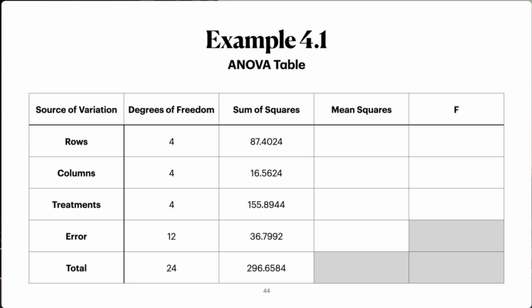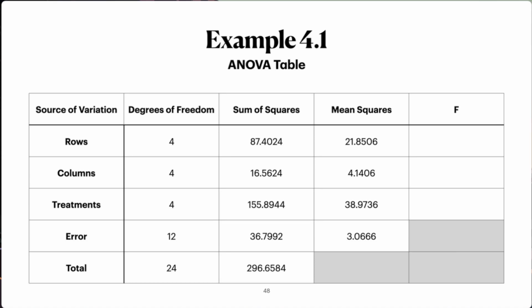Once we have those, we calculate the mean squares by dividing each of these sums of squares by the corresponding degrees of freedom. We get 21.8506 for the row mean square, MSR. We get 4.1406 for the MSC, the column mean square, 38.9736 for the treatment mean square, and then finally 3.0666 for the mean squared error.